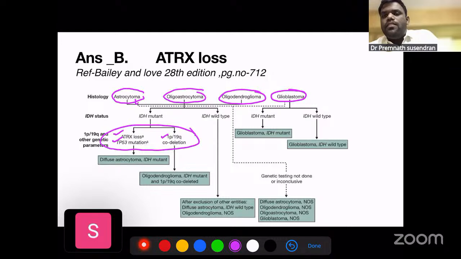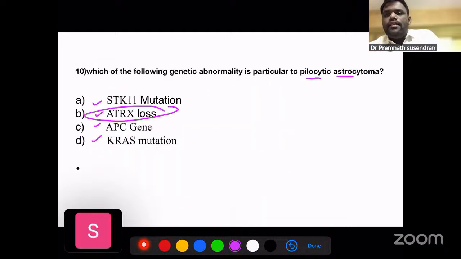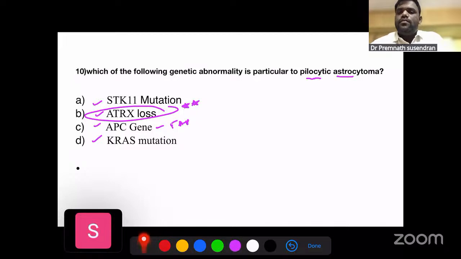So among the options given here, the STK11 mutation does not come for this. The glioma tumors will not come for STK11 mutation, and the APC mutation is only for familial adenomatous polyposis. Okay, and the KRAS mutation is also not seen in astrocytoma tumors. So by ruling out, the pilocytic astrocytoma will come under ATRX loss.